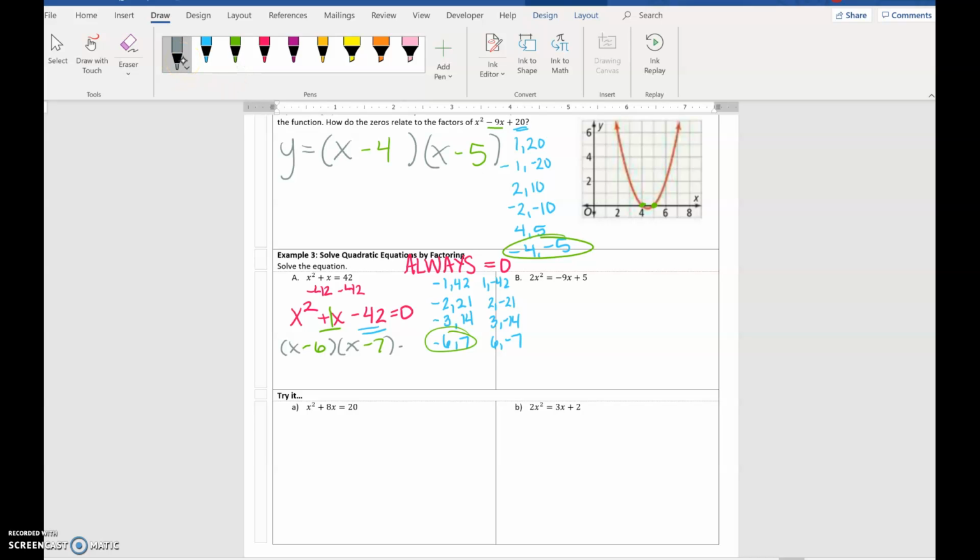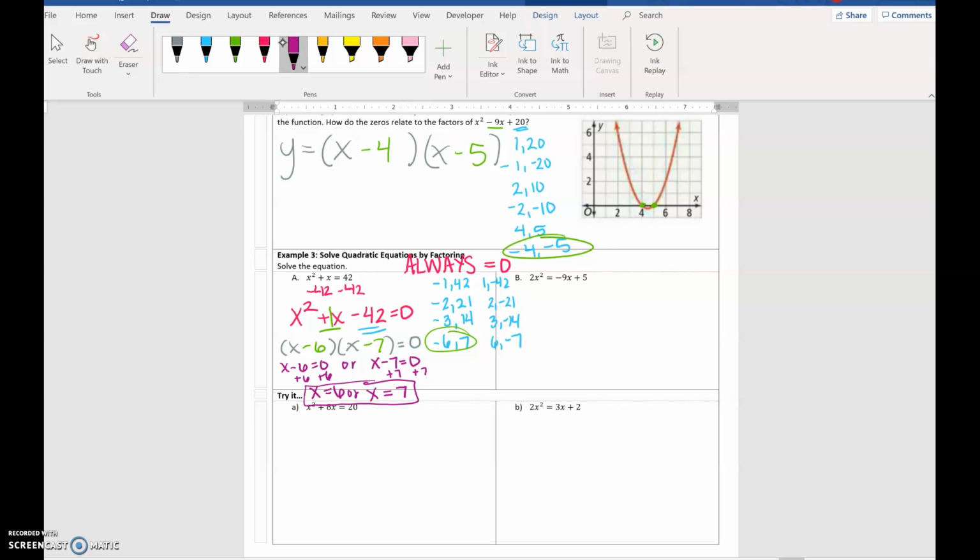And then this still equals 0. Now, if I am multiplying two numbers, so like this times this, and it equals 0, one or both of those have to equal 0. So now what we do is we take this and we set both of these equal to 0. So we have x minus 6 equals 0, or we have x minus 7 equals 0. And then we solve these. So we would add 6 to both sides. So this would be x equals 6. Same thing over here, add 7. So then x equals 7. So we have x equals 6 or x equals 7.